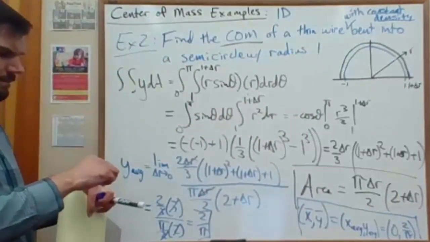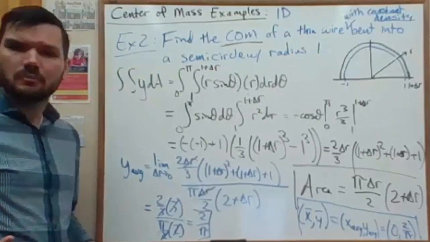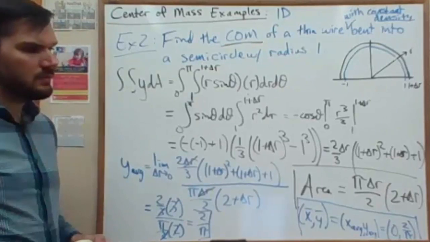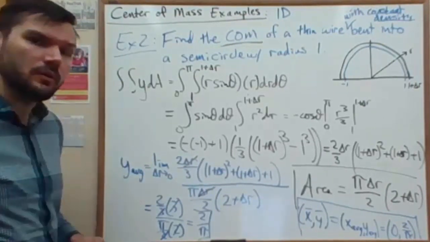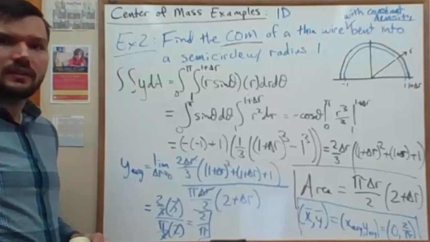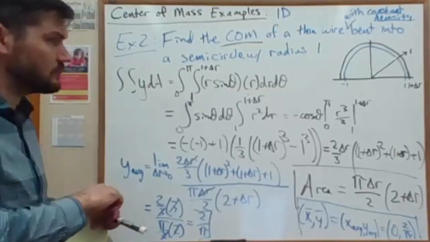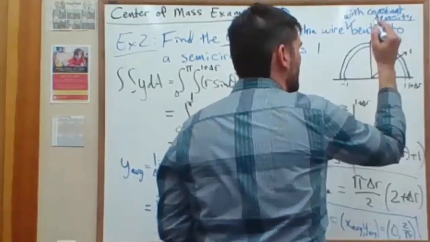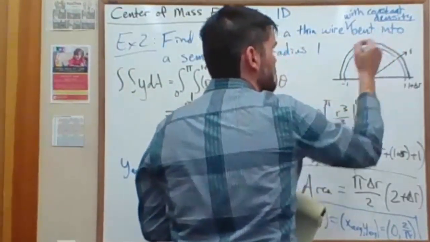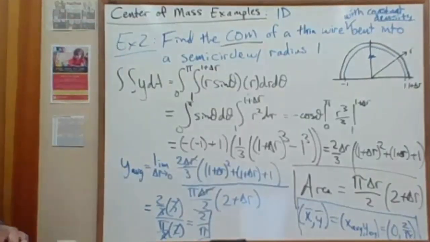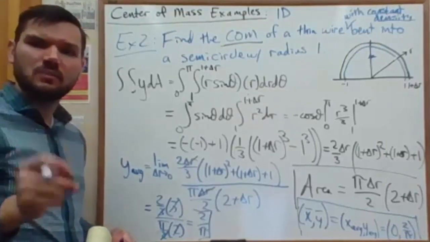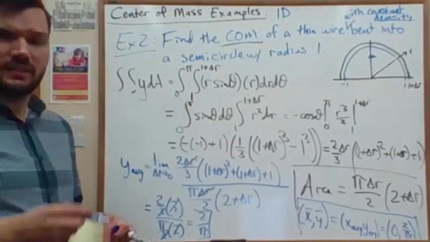And to visualize that, you can approximate pi as a little bit over 3. And so 2 over pi, dividing by a little bit more than 3, is slightly lower than 2/3. So right there, just slightly lower than 2/3 is where the center of mass is in space of this one-dimensional wire now that it's been bent into a semicircle.